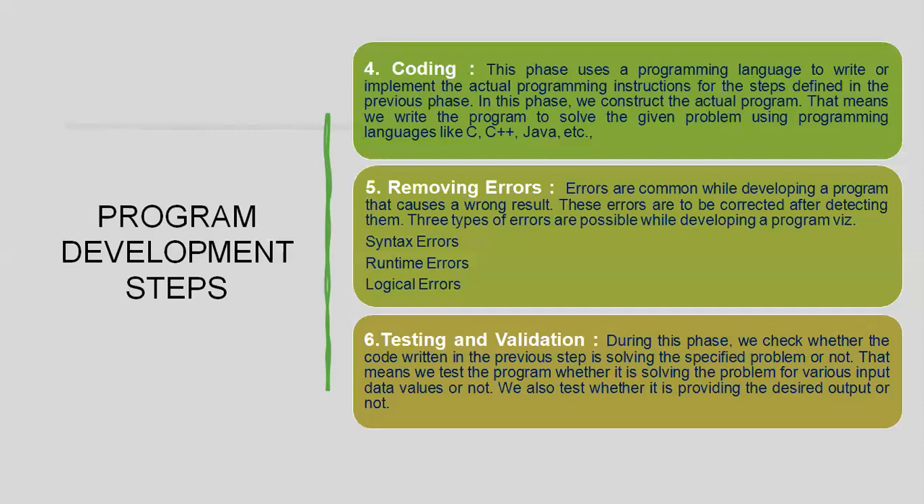Whereas this third type of error, the logical error, is very difficult to detect, because logical errors are due to the existence of logically incorrect instructions in the program. These errors can be known only after the output is examined. So logical errors are often hard to find even when they are known to exist.